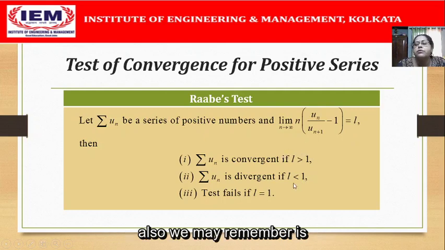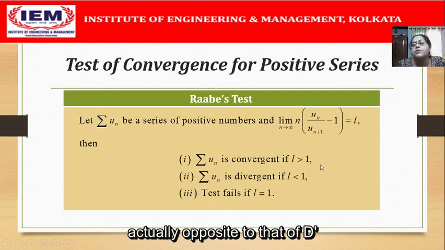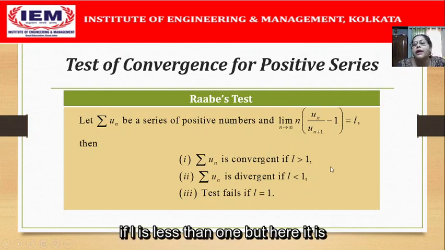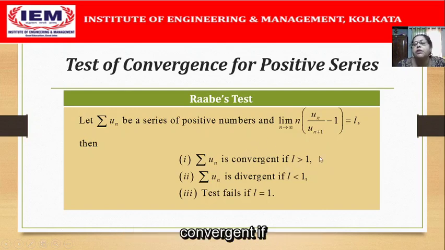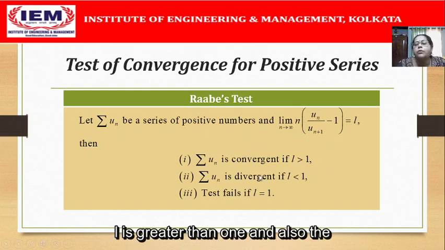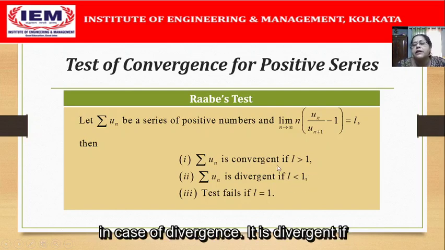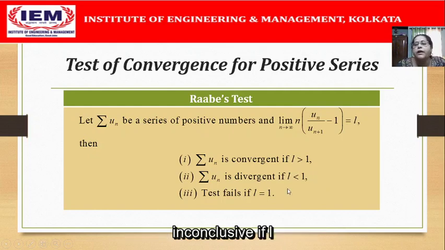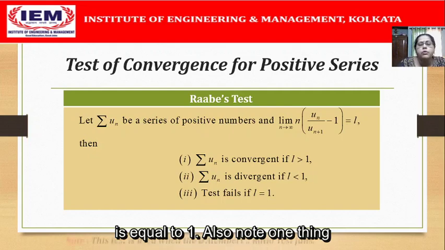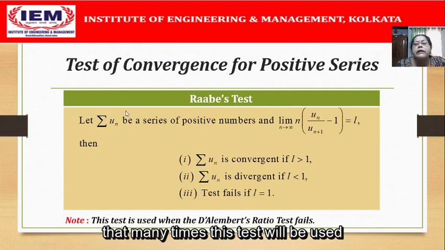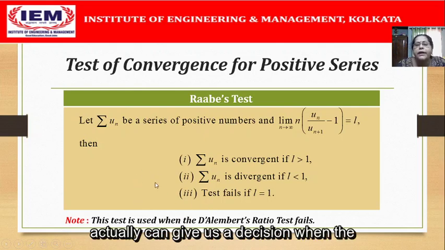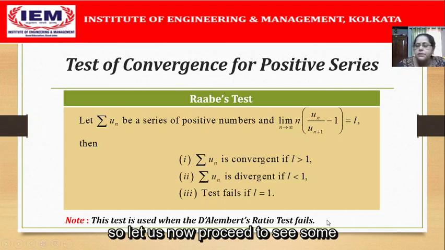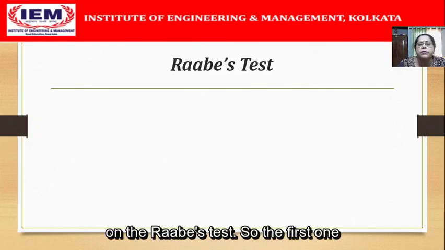And this decision also, we may remember, is actually opposite to that of D'Alembert's ratio test. There the series is convergent if L is less than 1, but here it is convergent if L is greater than 1. And also the opposite in case of divergence, it is divergent if L is less than 1. And the test is inconclusive if L is equal to 1. Also note one thing, that many a times this test will be used and actually can give us a decision when the D'Alembert's ratio test fails. So let us now proceed to see some problems on the Raabe's test.